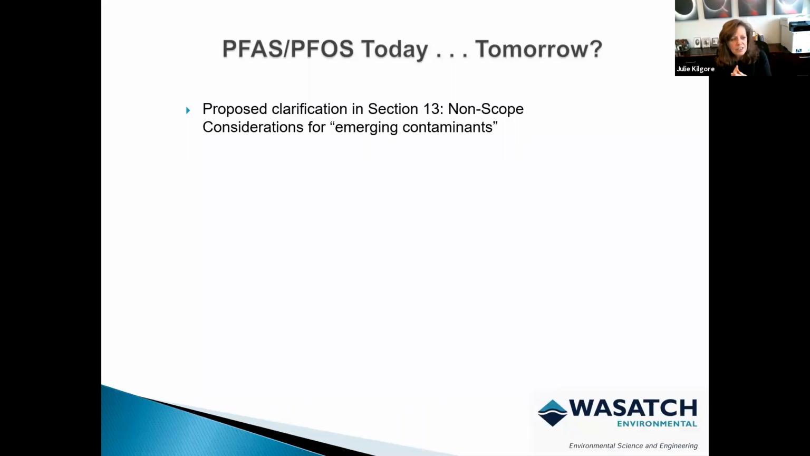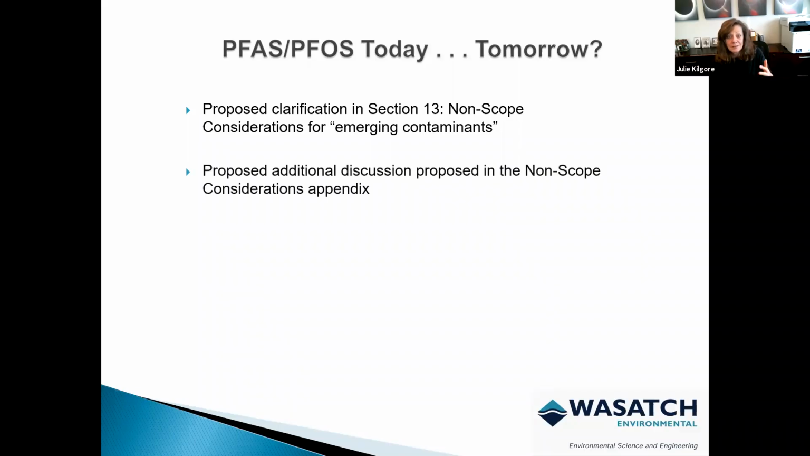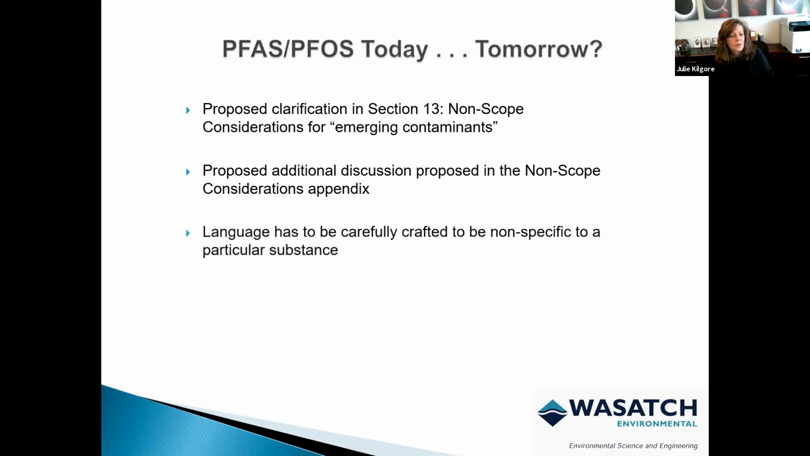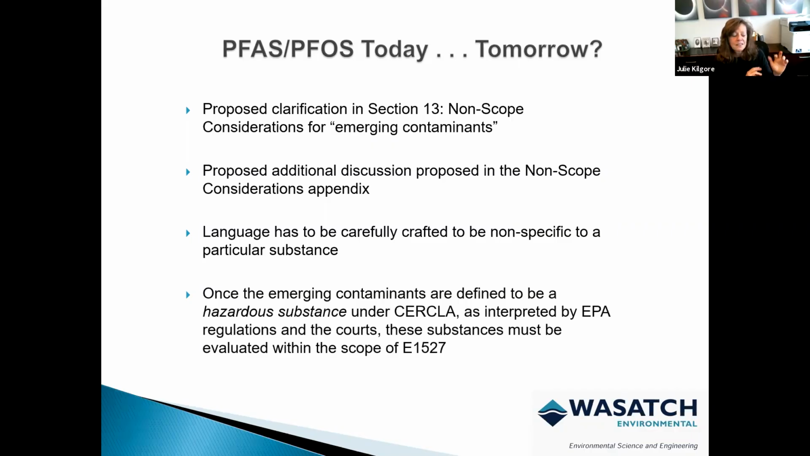So proposed clarifications in section 16 is a statement that in non-scope considerations, emerging contaminants, right? If it's not regulated yet, the EP is not held to being responsible for something that they're still trying to figure out. There's some additional discussion in the non-scope considerations that speaks to PFOS as an example. But we had to carefully craft the language to make it clear that once that emerging contaminant is defined as a hazardous substance under CERCLA, as interpreted by EPA regulation in the courts, then these substances are brought into the scope of the 1527.